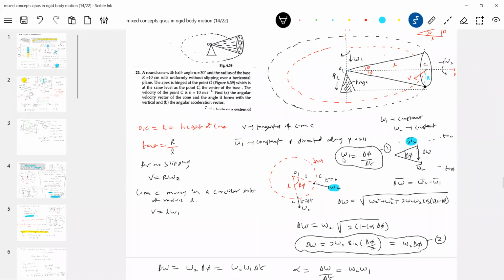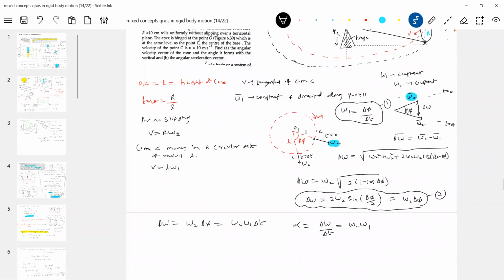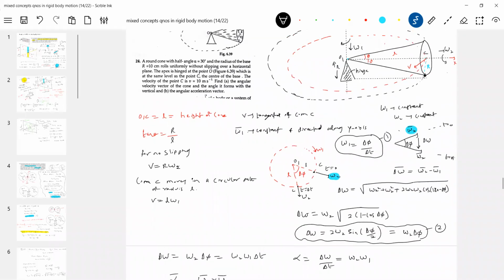Because I took that one, curl the fingers, then the thumb will be in the direction of omega 1. Omega 1 will be along the negative y-axis, omega 2 will be along the positive x-axis. Then omega 2 into omega 1 is telling that is what the alpha is. And what is the angle between them? 90 degrees. So therefore, I'll bring one very beautiful relationship. So what is the formula? Omega 1 cross omega 2. This is one generalized formula. This is the direction of alpha.